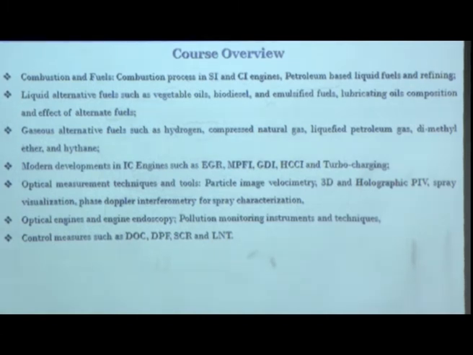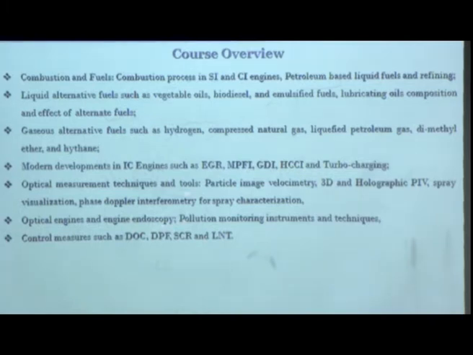DOC has already been implemented. DOC is diesel oxidation catalyst. DPF is diesel particulate filter, which is making its way into India. SCR is selective catalytic reduction, and lean NOx trap. So these two are basically for particulate control, and these two are basically for NOx control. So far in India, this is the only one that has been adopted.